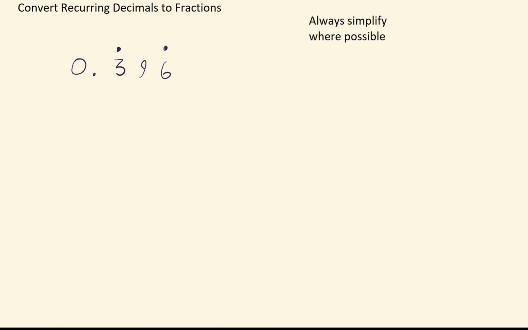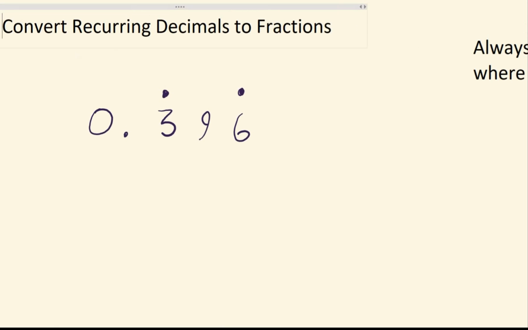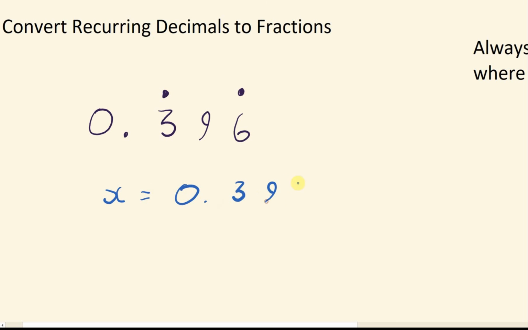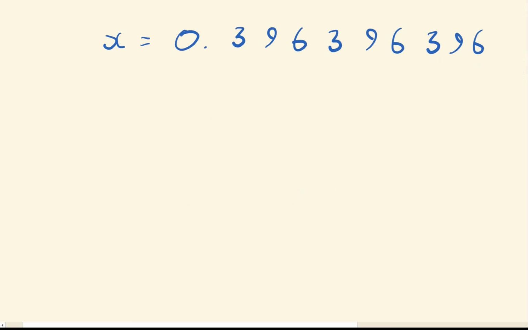Okay, just one more of these, an easier example, sorry. So let's go through the steps. This one's not too long. First step, we let x equal it. The dots above the 3 and the 6 mean everything in that group repeats, and that includes the 9. So we've got 396, 396, 396, dot, dot, dot. We're then going to work out 10x. That gives me this.